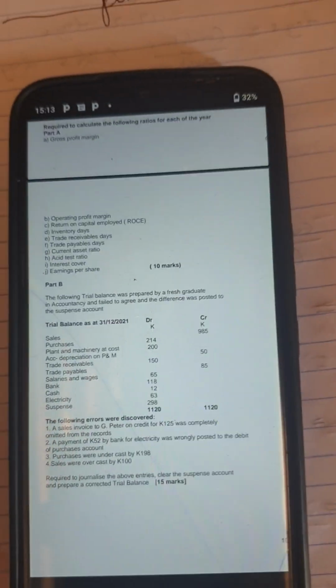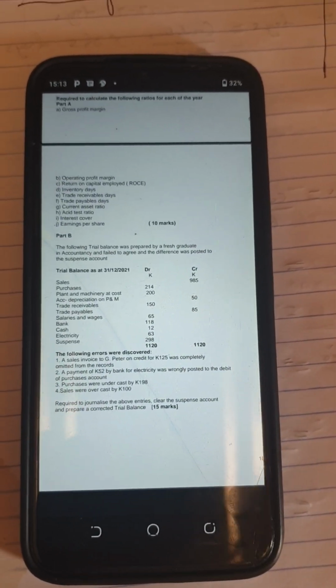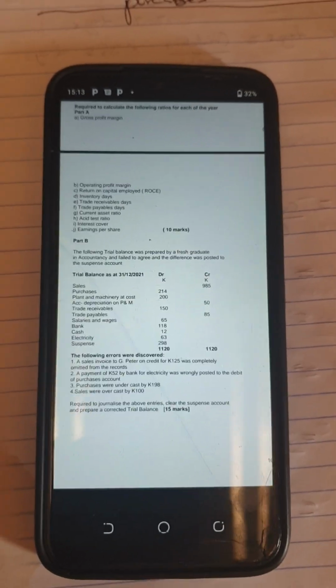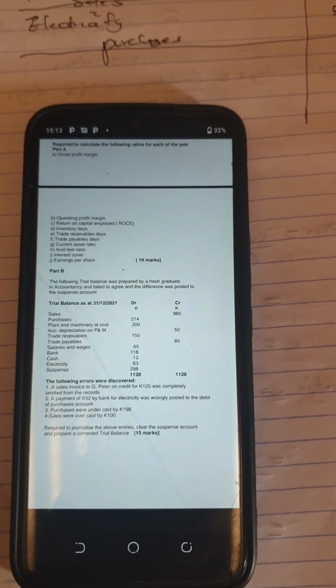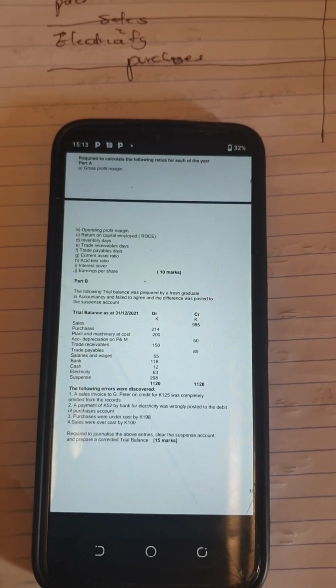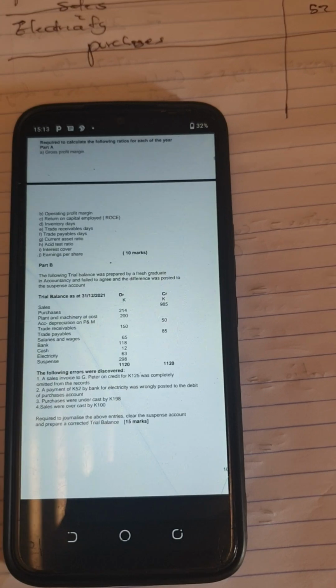Next, they're saying purchases were undercast by 198. An undercast is one of the errors that affect the agreement of a trial balance, because if you undercast, when adding up the total, let me say you're supposed to get 1,000 and then you get 800, it means on that side where you committed the mistake, you are going to have a shortage. The other side is going to be okay. At the end of the day, the balances will not be able to agree. So if you commit that error, the trial balance will not agree.